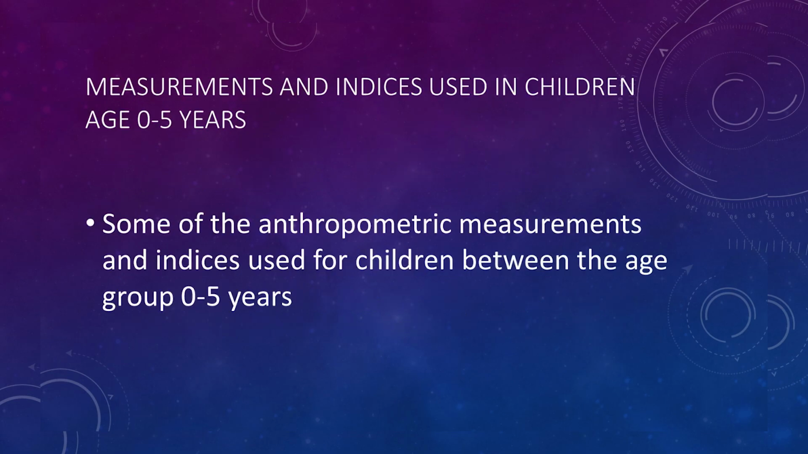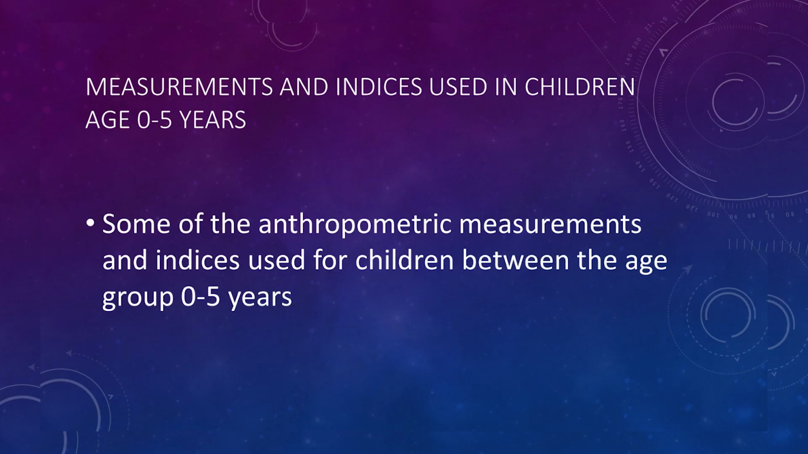Now, the measurements and indices used in children in the age group 0 to 5 years. In session 2 we learned about underweight children, overweight children, and wasting in children. In session A, we learned about stunting, microcephaly, macrocephaly, and low birth weight.